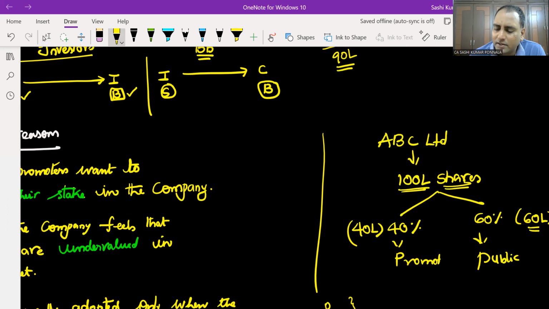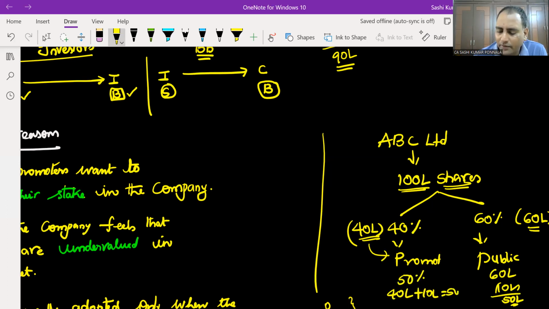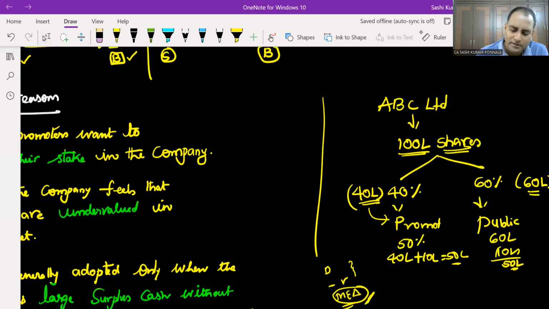So these 60 lakh shares are available in the stock market, and 40 lakh shares were held by the promoters. Now the promoters want to increase their stake from 40% to 50%. It is possible only by adopting the buyback process. The promoter has to get the shares from the public: 60 lakhs minus 10 lakhs is 50 lakhs, and 40 lakhs plus 10 lakhs is 50 lakhs. So they have to get the shares from the outsiders, using the concept called buyback.